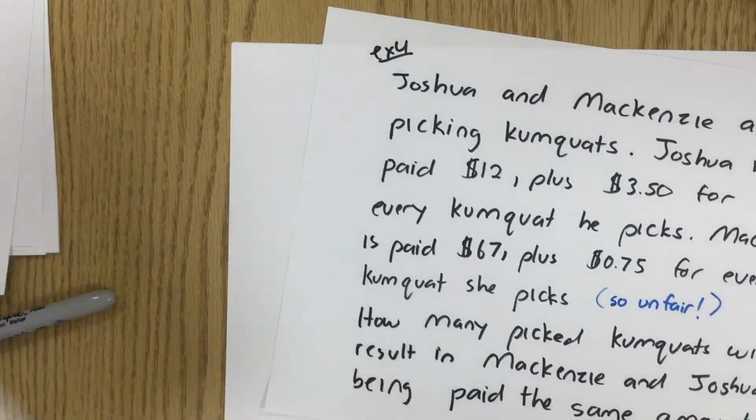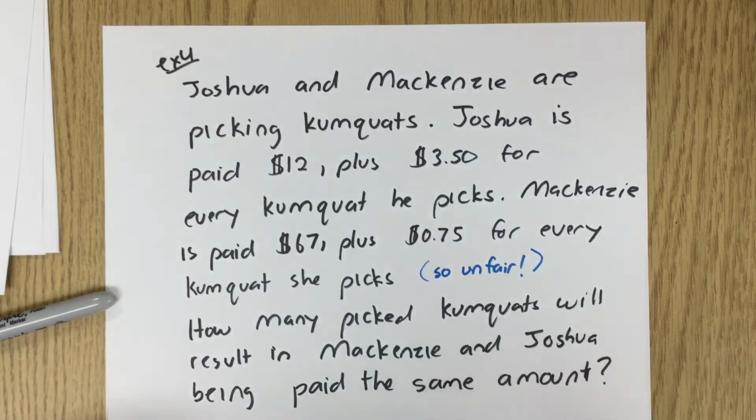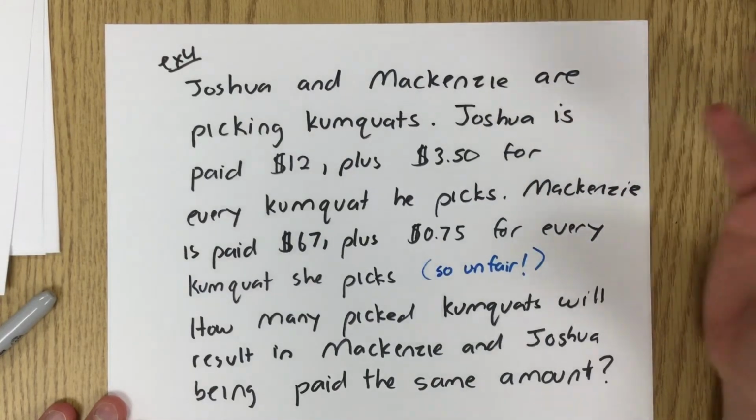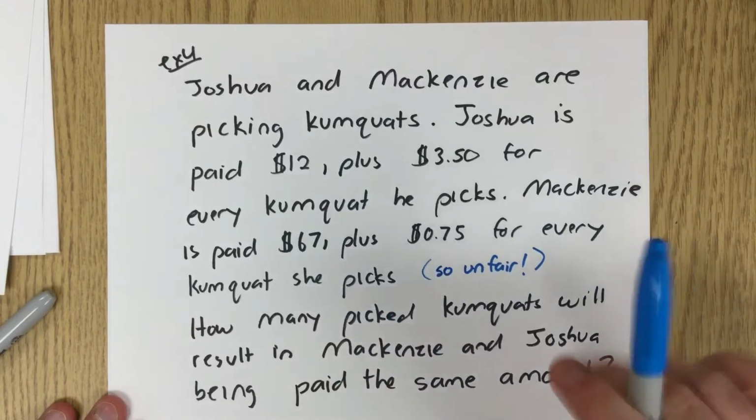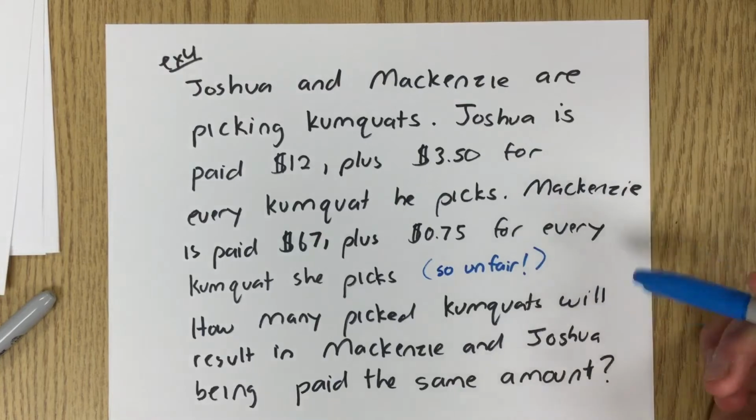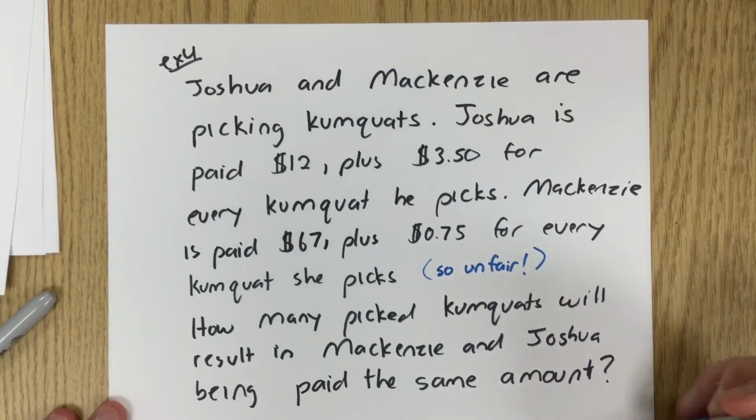Oh, here's a long one. I'll try to center it on the screen. Okay. So Joshua and Mackenzie are picking kumquats. It's a type of fruit. It's actually pretty hideous, but the name is cool. Joshua has paid $12 plus $3.50 for every kumquat he picks. Mackenzie has paid $67 plus 75 cents, I wrote it as 0.75, for every kumquat that she picks, which is pretty unfair, I think. How many picked kumquats will result in Mackenzie and Joshua being paid the same amount?